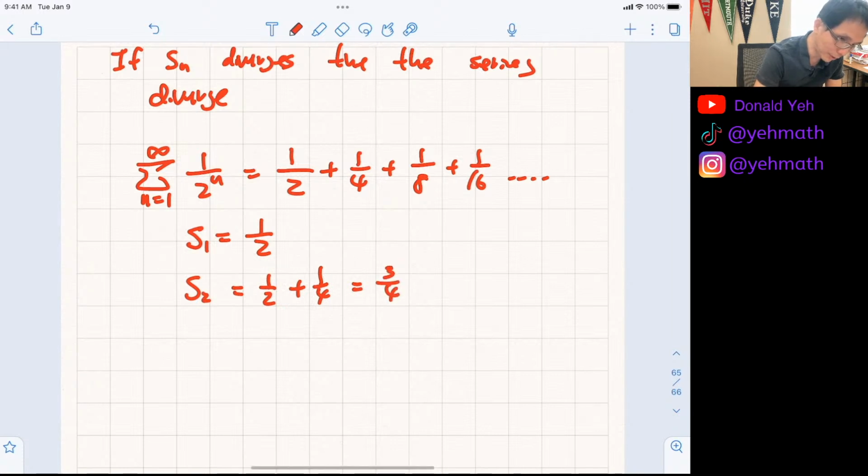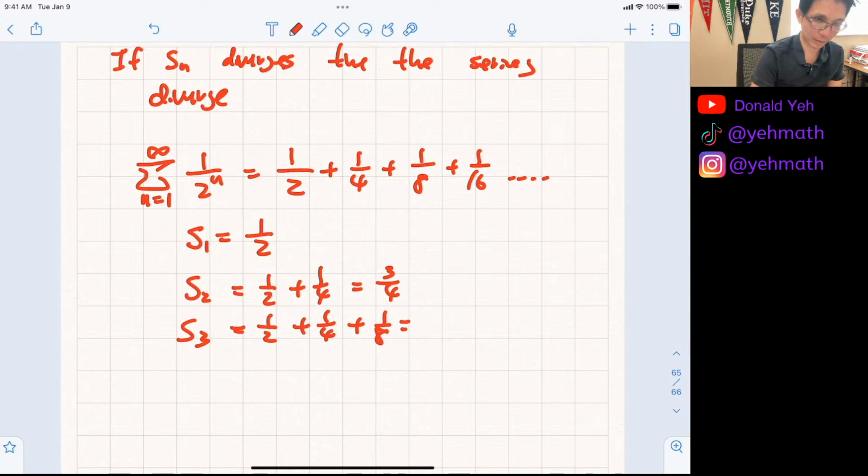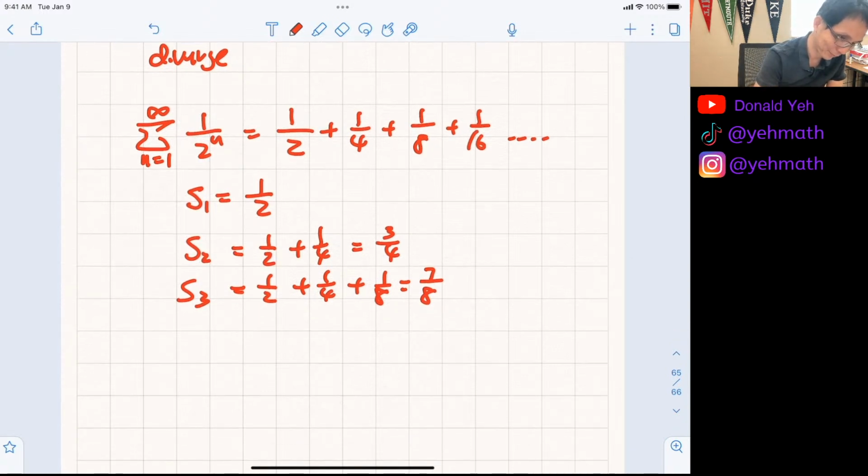S to the third is equal to 1/2 plus 1/4 plus 1/8, which is what? Yes, 4/8. No. 7/8. You finally learn how to count after 30 seconds, right? And I bet the next one is going to be 15/16. Ah, now you see the pattern.